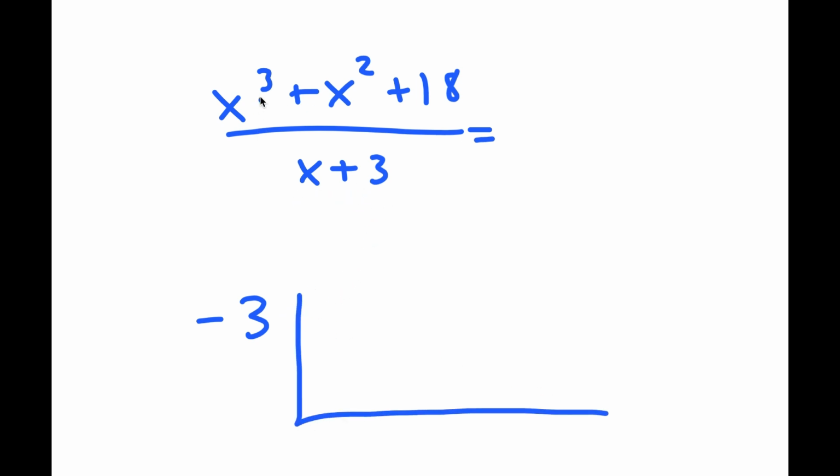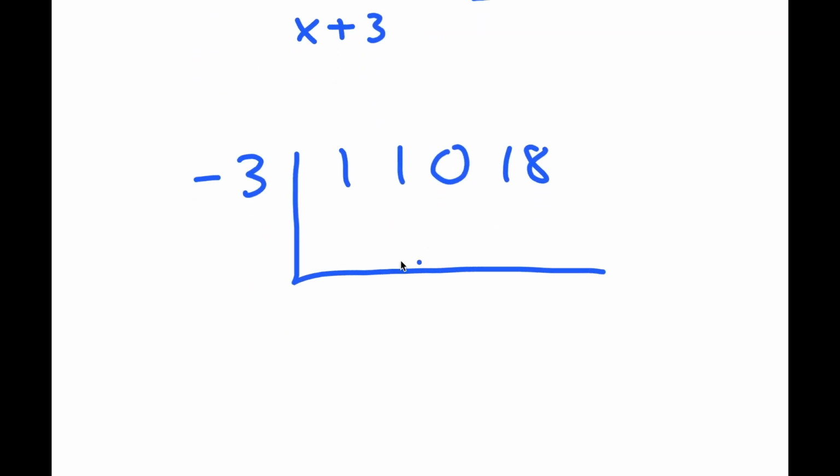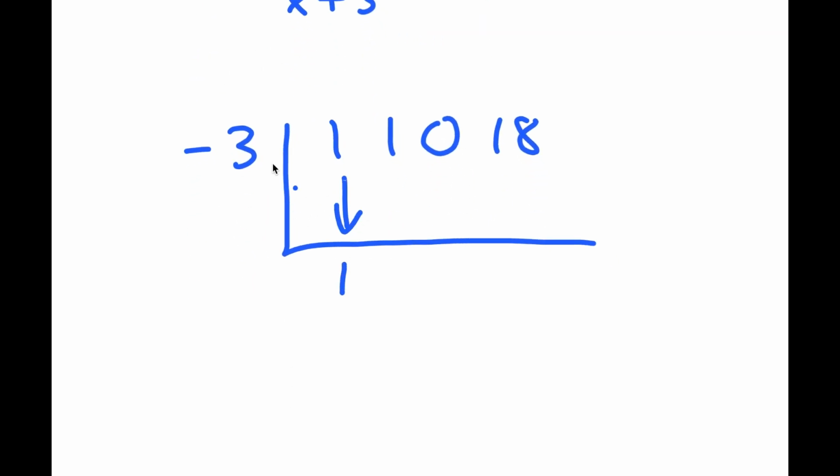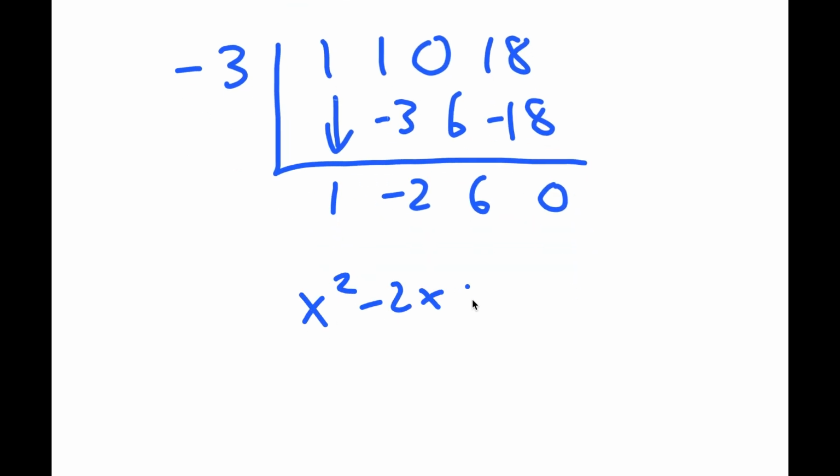And then we list out our coefficients. So we have 1, 1. We're missing the x, so that's going to be 0, and then we have 18. So now I'm going to bring this 1 down. Negative 3 times 1 is negative 3. 1 plus negative 3 is negative 2. Negative 3 times negative 2 is 6. 0 plus 6 is 6. Negative 3 times 6 is, sorry, negative 18. 18 plus negative 18 is 0. So I get x squared minus 2x plus 6.